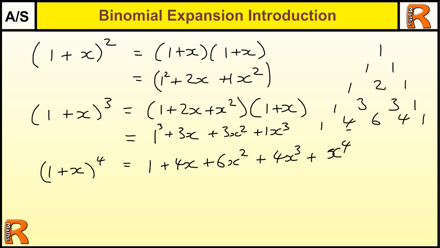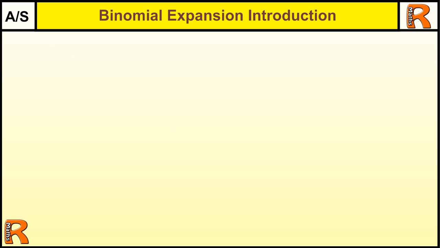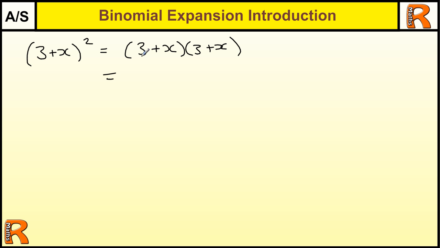Okay, it's all very well and good, but what happens if it's not (1 + x) to the power of something? What happens if it's something a bit more complicated, like (3 + x) to the power of something? Let's just have a look at (3 + x)². (3 + x)² is (3 + x)(3 + x). So we get the 3 times the 3, which is 9. I'm actually going to write 3 squared, because it'll explain what's going to happen later.